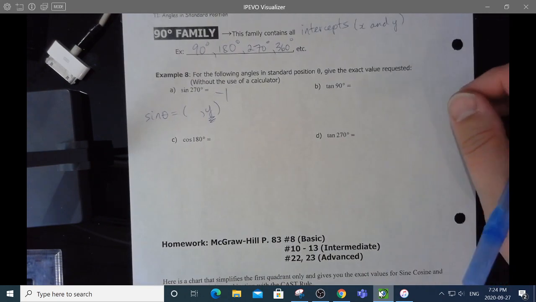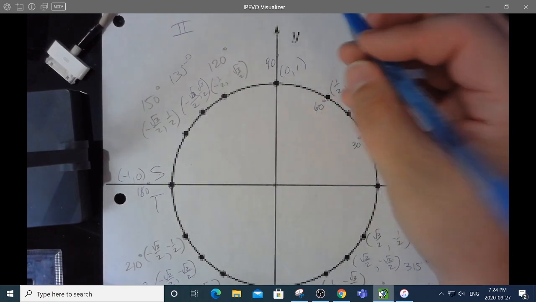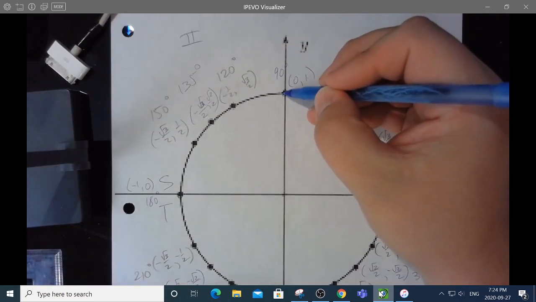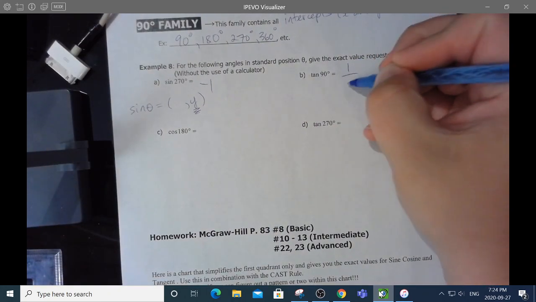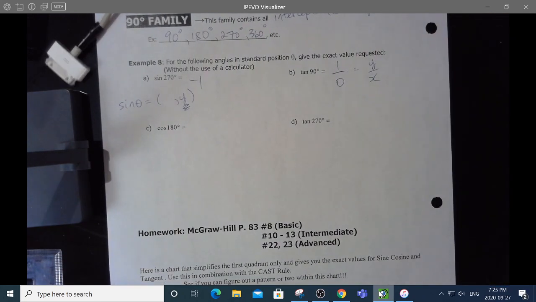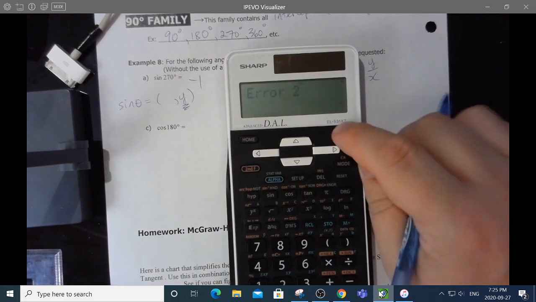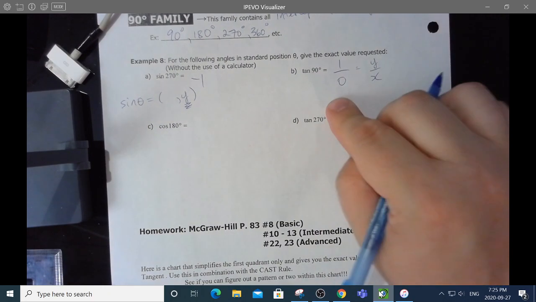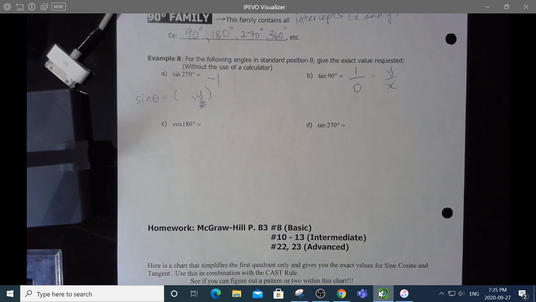Okay, what's the tangent of 90? Tangent is opposite over adjacent, which is y over x. So the tangent of 90 is 1 over 0, aka y over x. What do we know about that? Never take your calculator and try going 1 divided by 0. It says error. Let's see if that's true. What's the tangent of 90? Yep, error. You can't divide by 0. You also cannot find the tangent of a 90-degree angle. Think about why that is, and it'll hopefully make some sense to you.